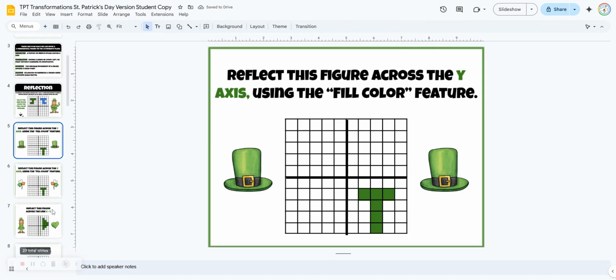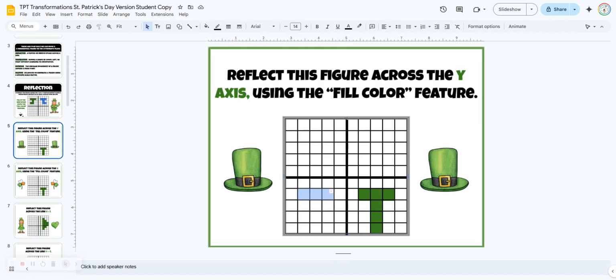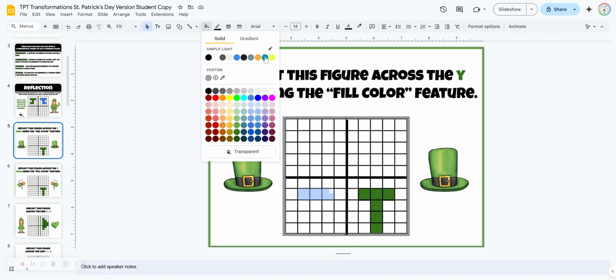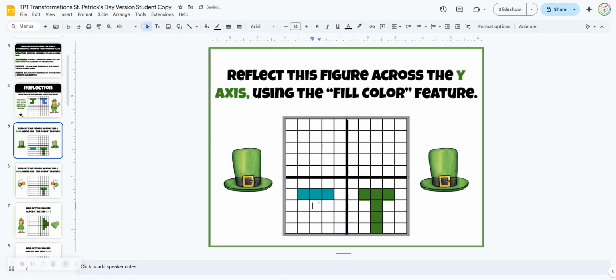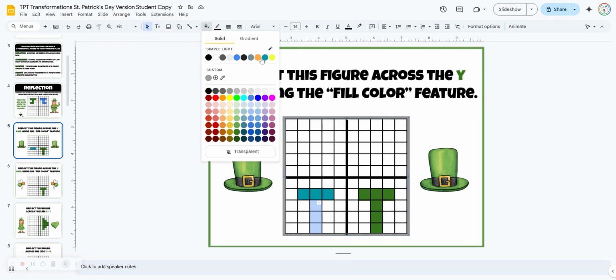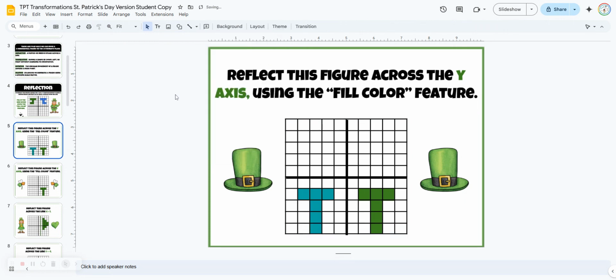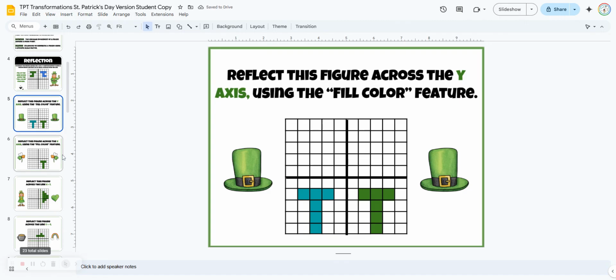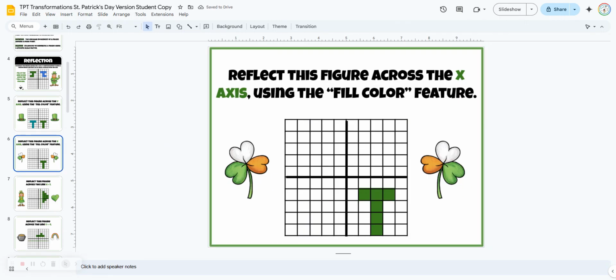Next slide, they've got a T shape, and this one they're also going to reflect across the y-axis. And again, equal distance from the y-axis and a mirror image. When they get to slide 6, it's the same shape. This time they're going to reflect across the x-axis.